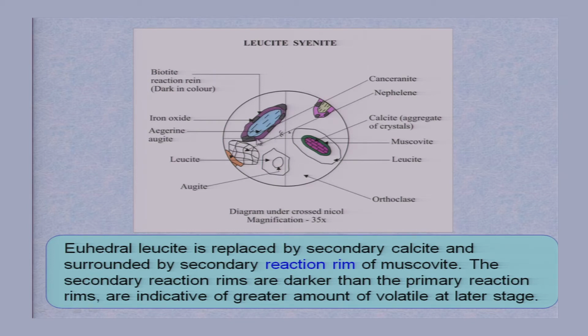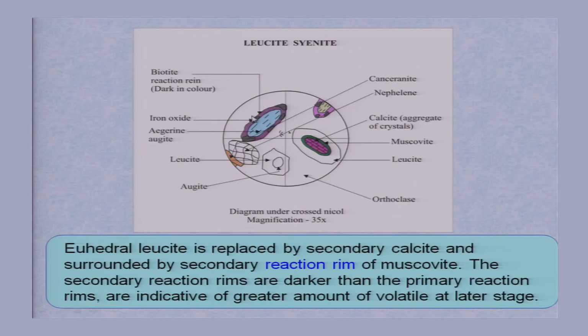See here, a thin ring-like structure is surrounding this crystal of muscovite. The secondary reaction rims are darker than the primary reaction rim. The primary rims are light in color, but these reaction rims are darker in color, indicative of a greater amount of volatiles at a later stage. What does it indicate? When you have a very well developed reaction rim, that means the magma was enriched with volatiles, and these volatiles are held responsible for the formation of reaction rims.